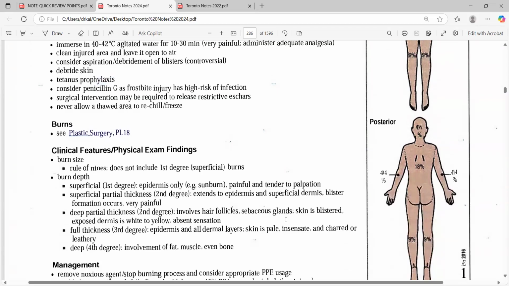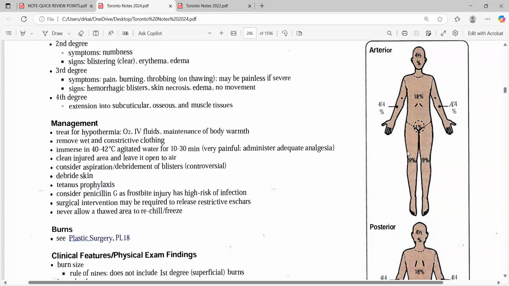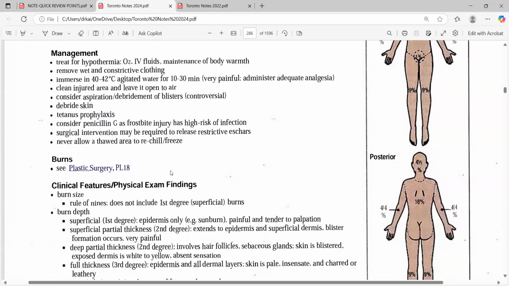Now comes the burn. It's very important, this rule of 9. Sometimes they can give you a picture and you have to calculate. I got an MCQ from here where I had to calculate the surface area. Okay.